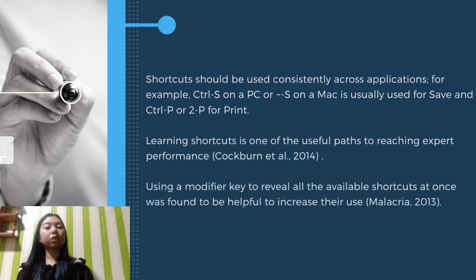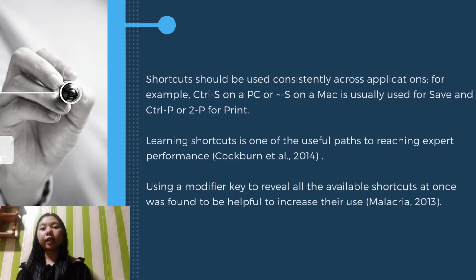For example, Ctrl-S on a PC or Command-S on a Mac is usually used for save, and Ctrl-P or Command-P for print. Keyboard shortcuts should be indicated next to their corresponding menu items and in the tooltip of the menu icons. Learning shortcuts is one of the useful paths to reaching expert performance (Cockburn et al. 2014). But many users never even attempt to learn them.